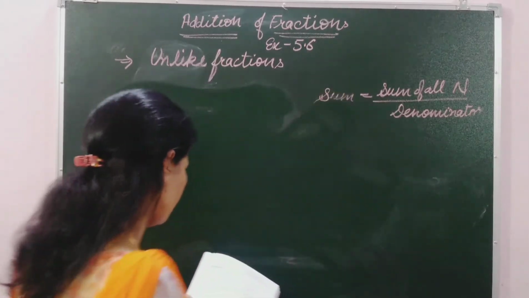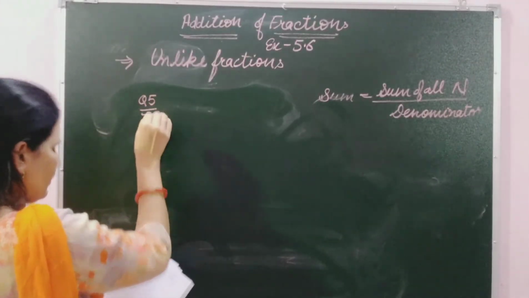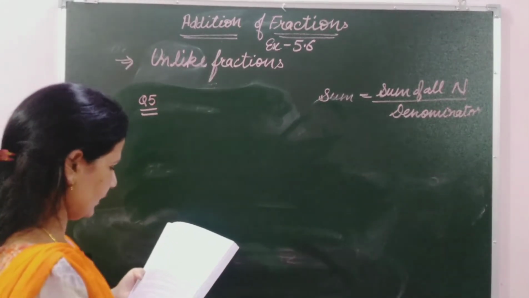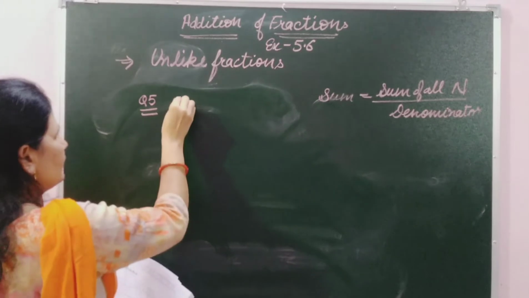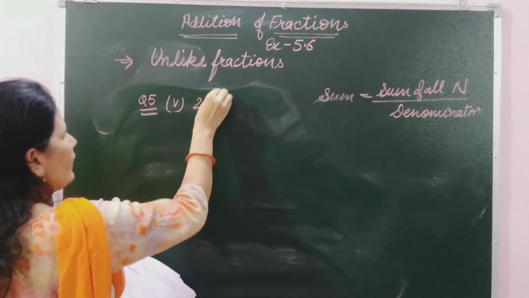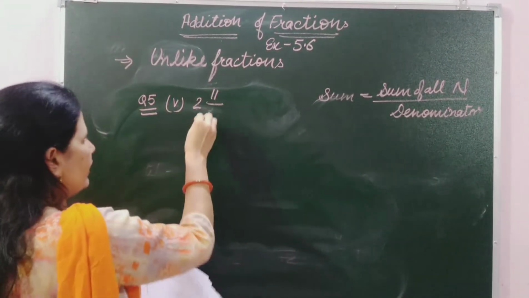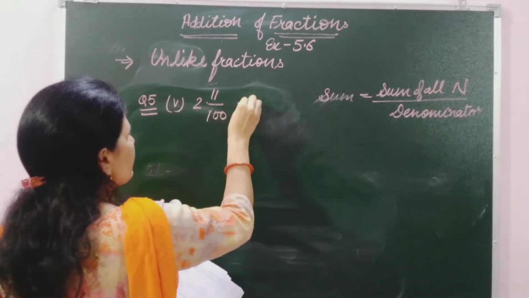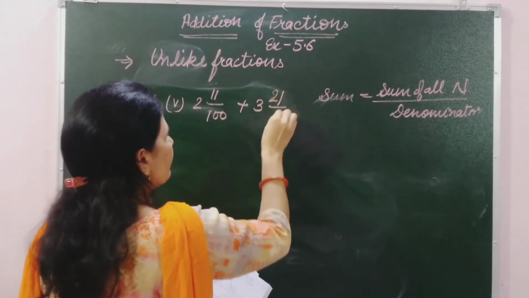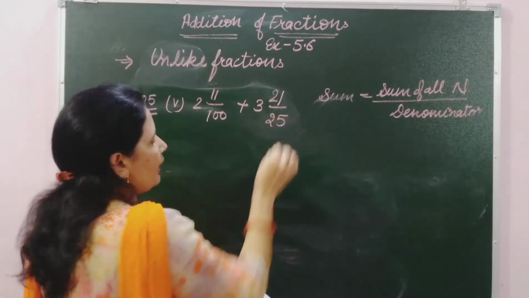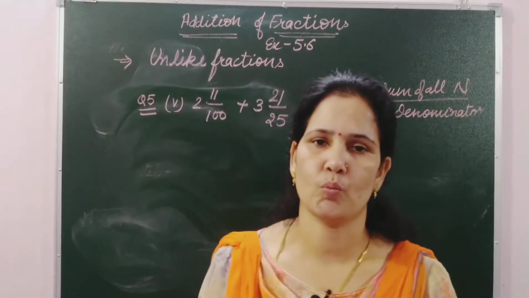Okay, question number 5, the fifth part. Add the following: 2 11 by 100 plus 3 21 by 25, and we have to find the addition of these two.